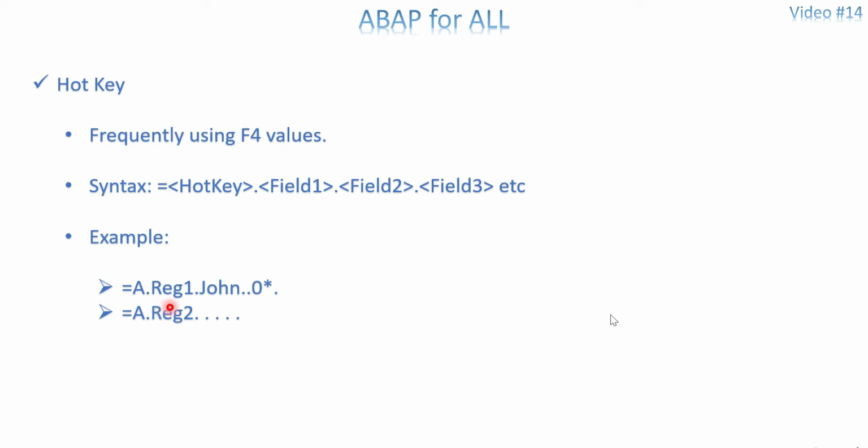So in the input screen, you give equal to A. Consider A is my hotkey for the one particular search help. And then I say region 1 is nothing but region. John is the first name. And the last name, I'm not sure, so I just gave a blank. And his employee ID starts with 0 star. Or another example is I want the list of search help values from the region 2. So I can say A dot region 2, and the remaining selection positions are blank. Blank dot blank dot, so it ends with the dot also.